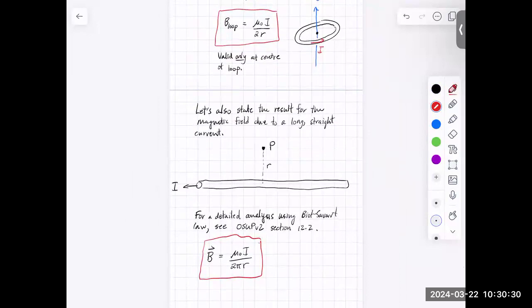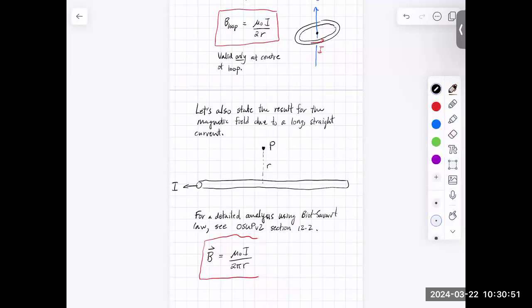Okay, here we go. Look at that. So if you look at the top, the current loop is mu naught I over 2r. For the long straight wire, it's mu naught I over 2 pi r. So there's only a difference of the factor of pi.